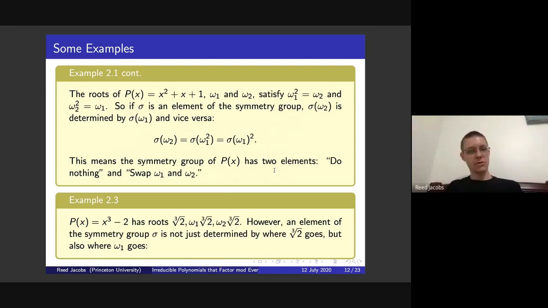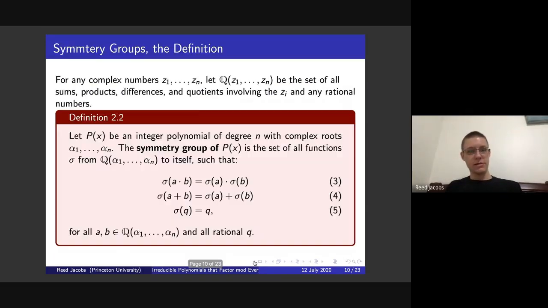So to give you some examples, I already sort of showed this example with omega 1 and omega 2. So the roots of p of x equals x squared plus x plus 1 are omega 1 and omega 2. We saw earlier that they satisfy omega 1 squared equals omega 2, and omega 2 squared equals omega 1. Now remember what the set Q adjoined omega 1 is. It's what we get if we take the rational numbers and omega 1, and we take all sums, products, differences, and quotients.